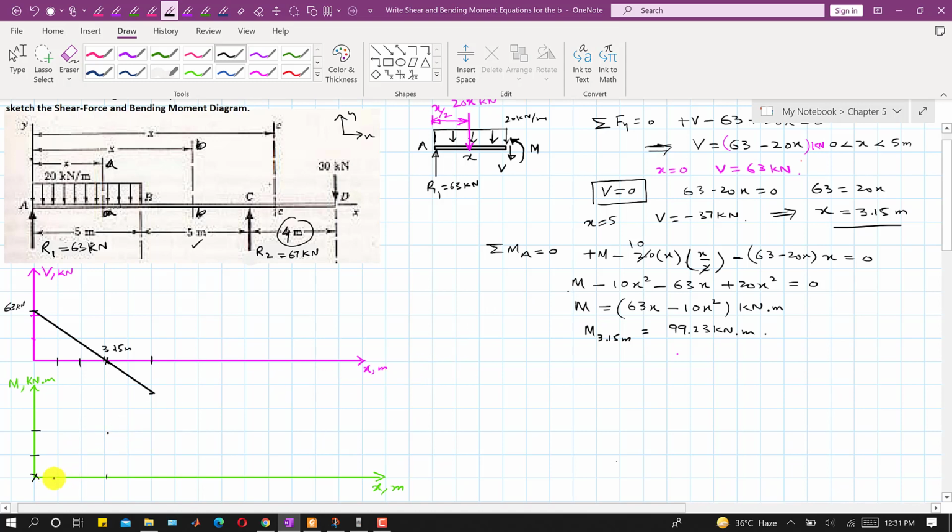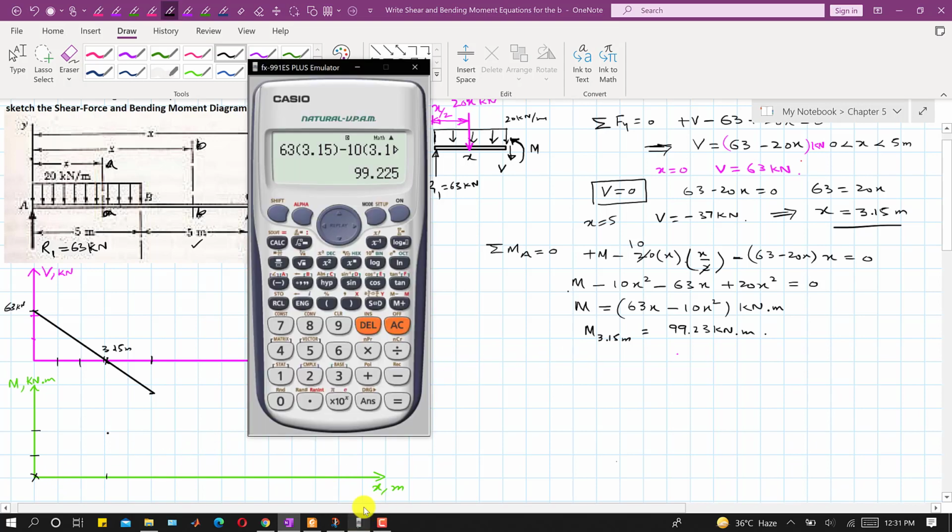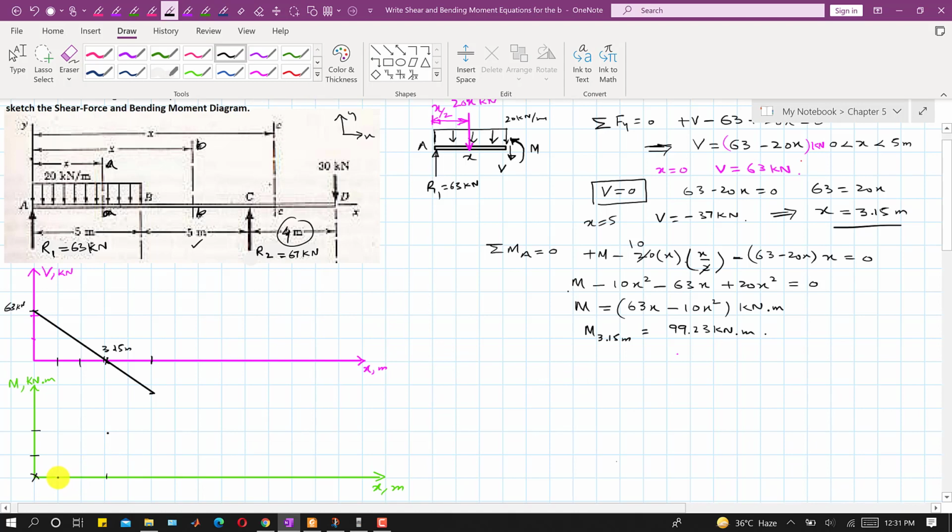As we can see, it's a second degree equation, so it will be a curve like this, right? So let me find somewhere the moment value at x equals 1 meter. So if I put x equals 1 in this equation, this gives us 53. So at x equal to 1 meter, the moment value is 53 kilonewton meters. So we will be having that somewhere here, right? So I will draw a freehand moment curve, right?